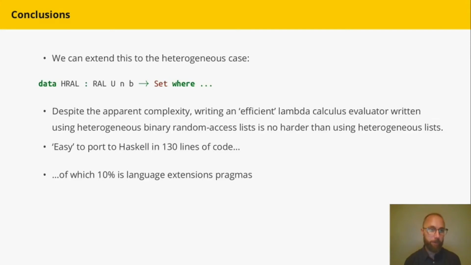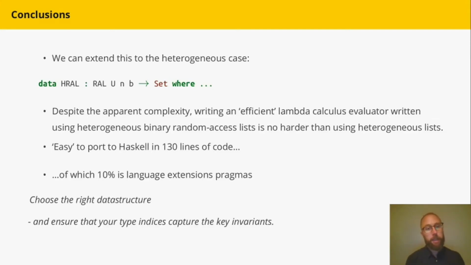So in conclusion, if you can choose the right data structure, and one very nice thing about these binary random access lists is that there's no rotations involved, everything stays in the same order regardless of when we add things, so it stays well formed. And if we choose our type indices in such a way that we can enforce the key invariant that we're interested in, this ensures that all of our definitions can go through quite cleanly, and we really can have our cake and eat it.